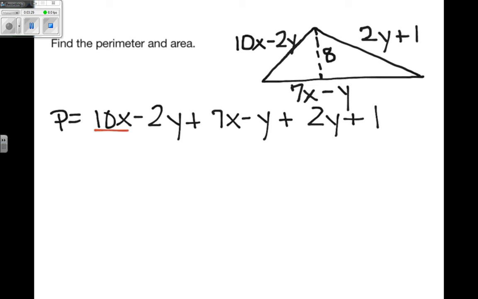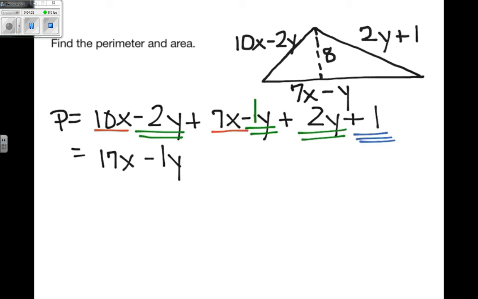I have some x's that are alike. I need to put those together. So 10x and 7x together gives me 17x. And then I have some terms with y. I've got a negative 2y, a negative 1y, if that helps us put the 1 there, and then a positive 2y. So negative 2 minus 1 is negative 3, plus 2 is negative 1. So I have a negative 1y. And then a little old 1 all by himself with nothing to combine with, so we'll just bring that down. So we have found the perimeter of this triangle as 17x minus y plus 1.